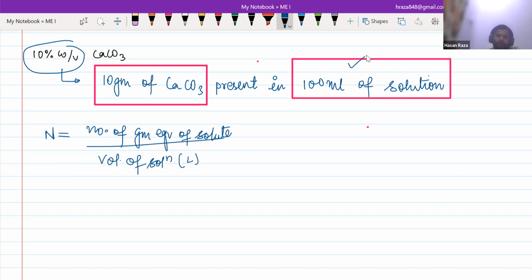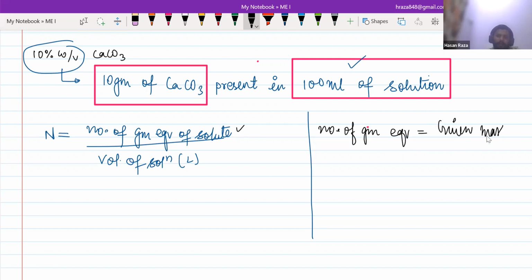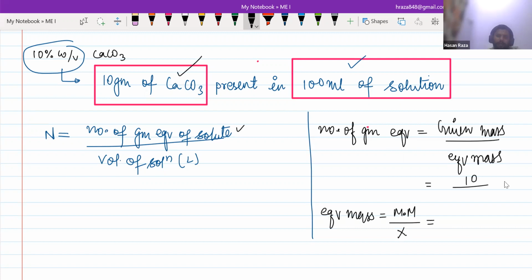Now, as you can see, volume is given. We only need to convert it into liter. What we need to work on is the number of gram equivalent. Number of gram equivalent has a formula: given mass upon equivalent mass. Given mass is 10, but equivalent mass we need to calculate, and equivalent mass is molar mass upon X, where X is the n factor. We need to calculate the equivalent mass of CaCO3.